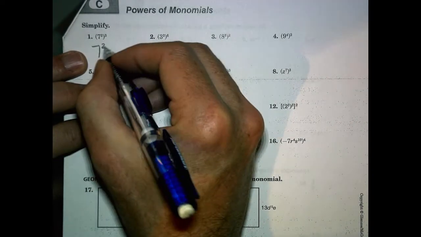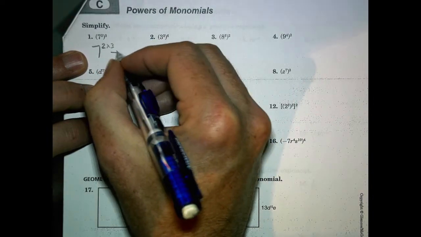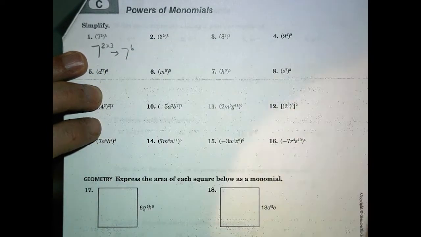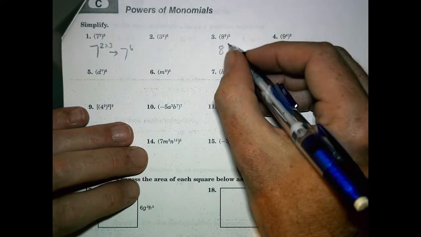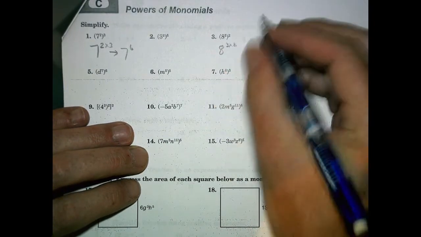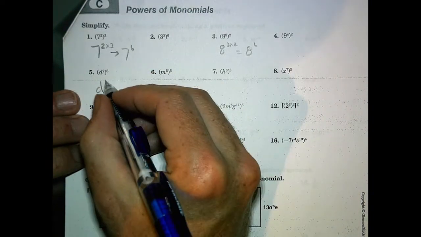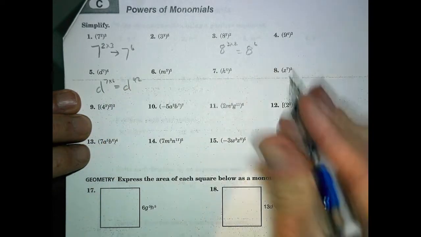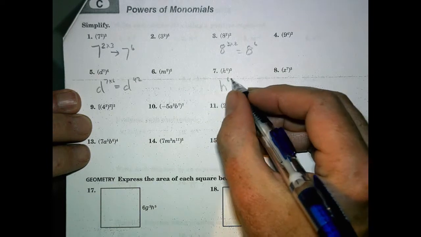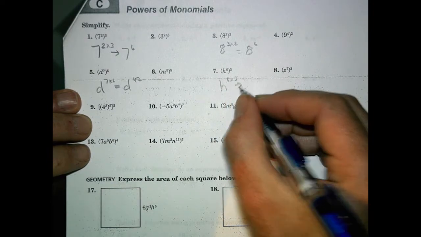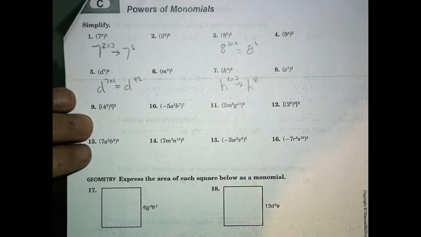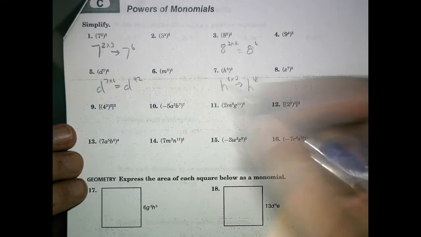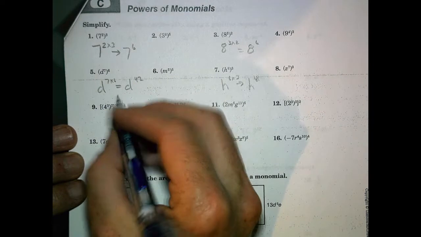All right, looking at the odd numbers here. So we have 7 to the 2 times 3 power, which is 7 to the 6th. Here we have 8 to the 3 times 2 power, which equals 8 to the 6th. This one we have a variable, d to the 7 times 6 power, which equals d to the 42nd. For 7 we have h to the 6 times 3 power, which is h to the 18th, right? Pretty straightforward there, just remembering what happens, right? All right, now we get the crazy ones, okay?